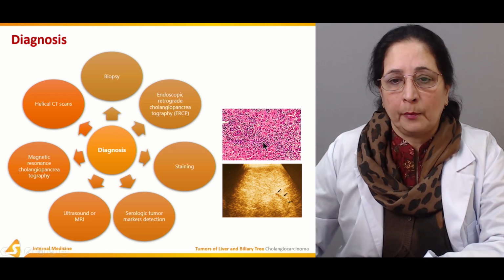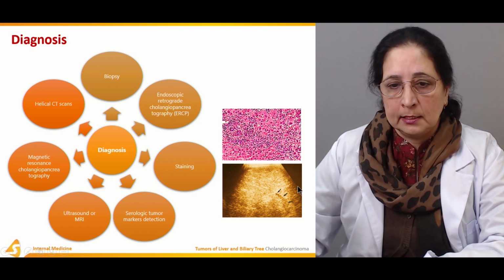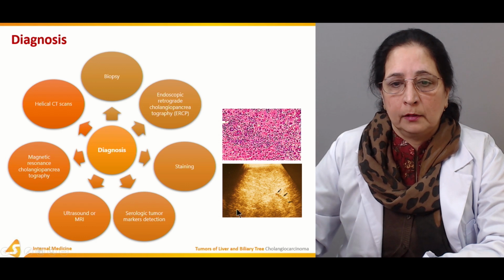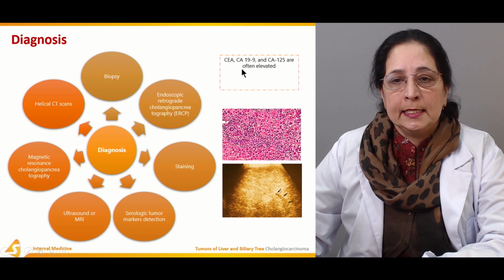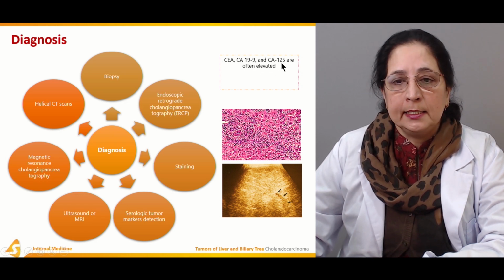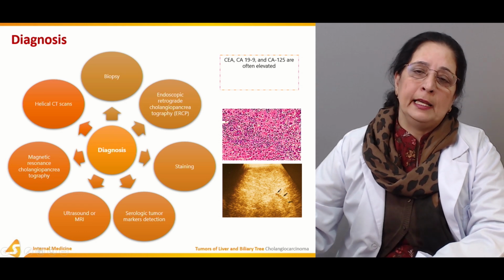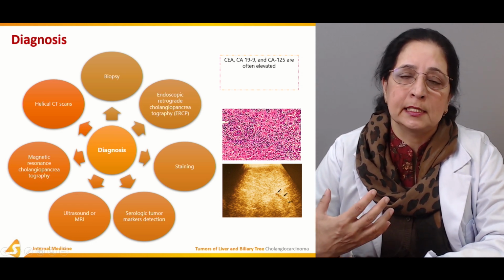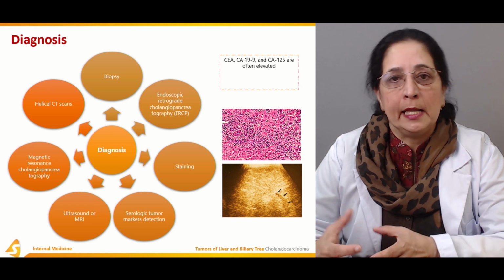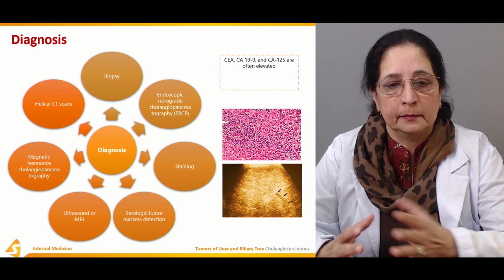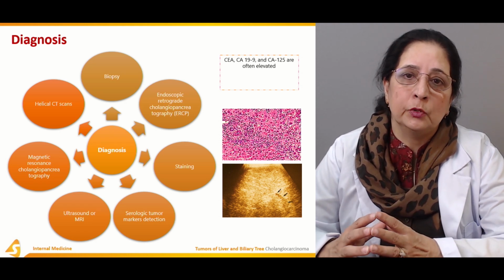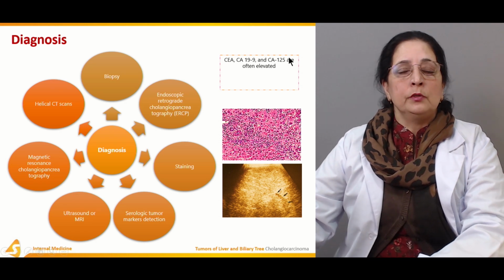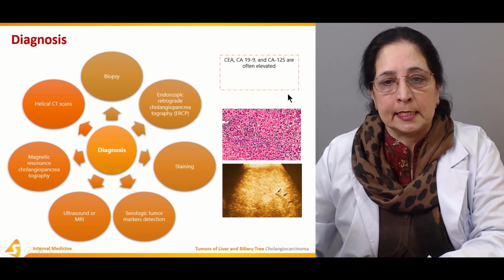This is the microscopic appearance of the tumor, and this is the gross picture. CEA, CA19-9 and CA125 are often elevated. That's one of the diagnostic steps, to measure the level of the tumor markers, and they are elevated in cholangiocarcinoma. And these are the three tumor markers that can be detected.